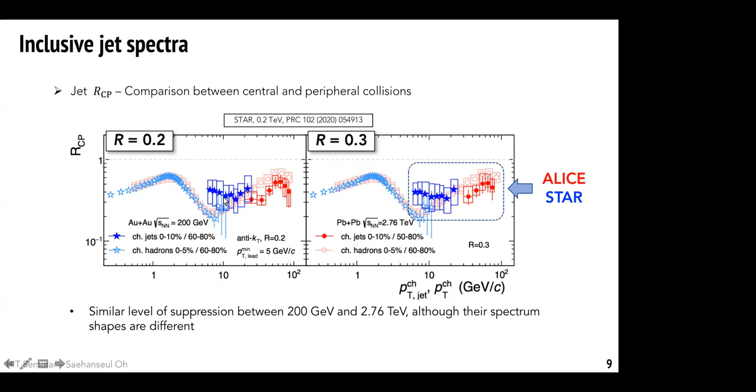And also there are closed markers and open markers. The closed markers, the blue STAR and the red ALICE, are from jets, and the open markers are from charged hadrons. If you compare the STAR results and ALICE results, although they are at very different collision energies, the level of suppression between the two collision energies is very similar. And the level of suppression is also comparable with the charged hadron suppression. Although the spectra shapes themselves are different, the levels of suppression are more or less very similar.